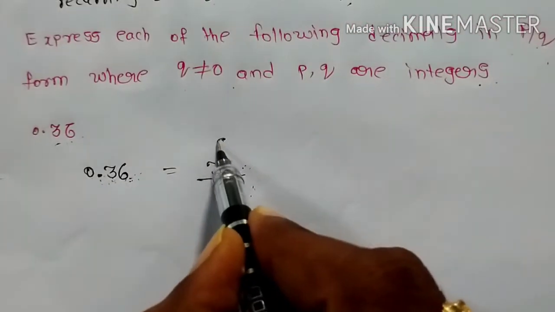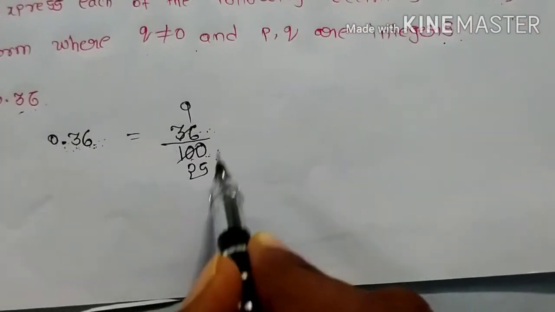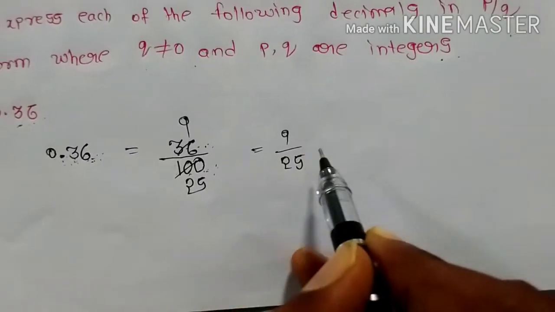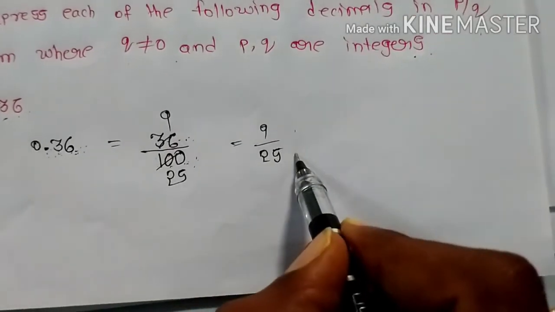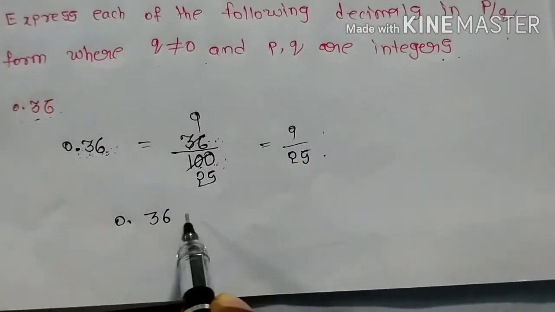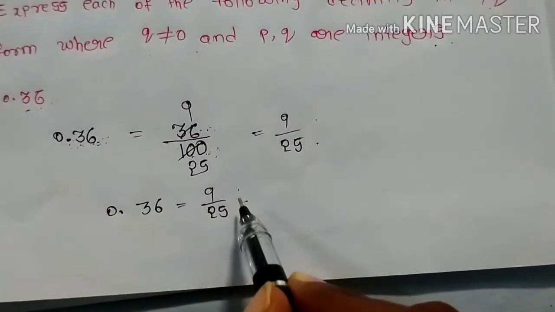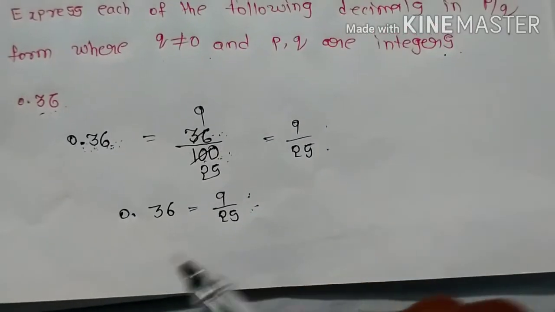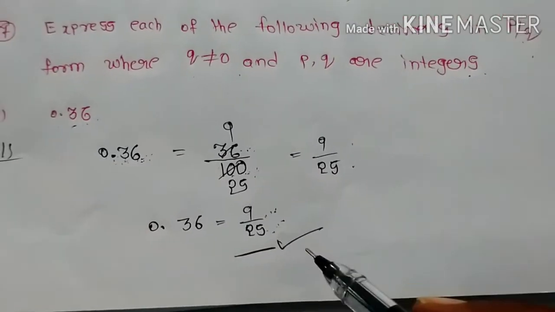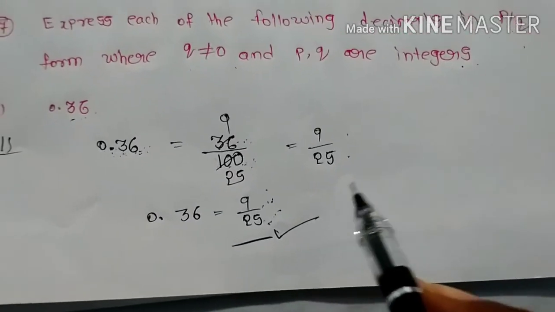See here, 4 nines are 36, 4 twos are 8, 4 fives are 20. Is there any common factor for 9 and 25? Not available except 1. So these two numbers are called co-primes. So you can write 0.36 is equal to 9 by 25. These two are co-primes. Simplification is already completed, and it is a rational number in the form of p by q. Yes, the answer is completed. We just have to simplify until we get co-primes.